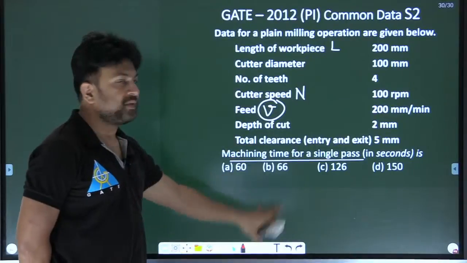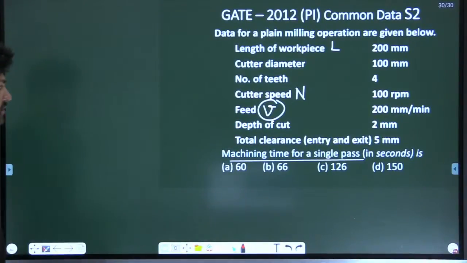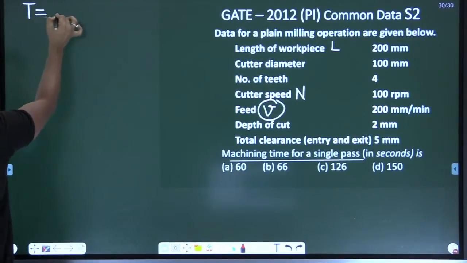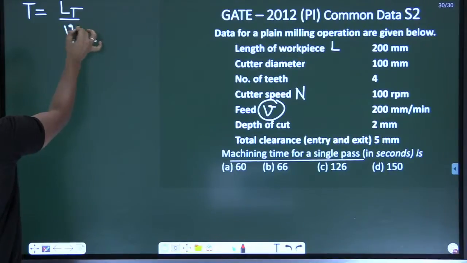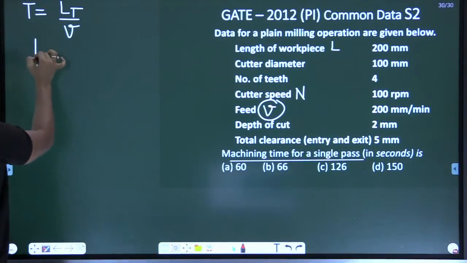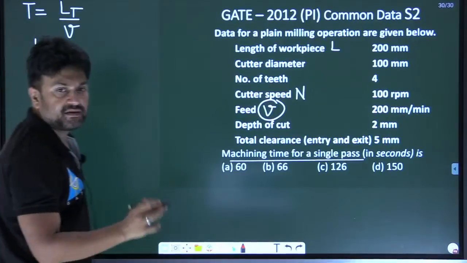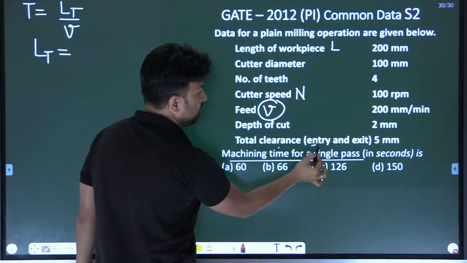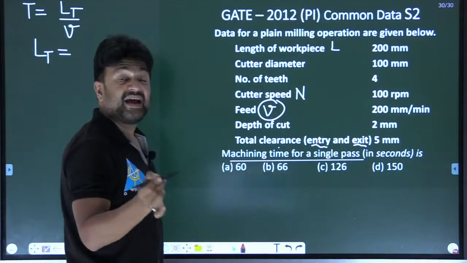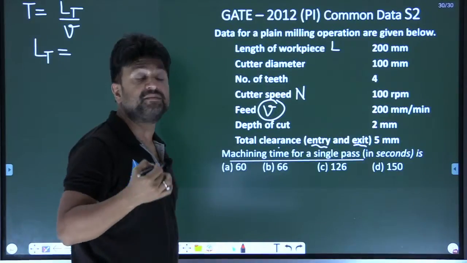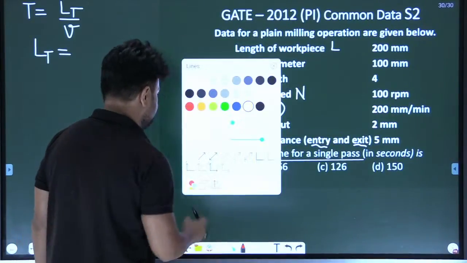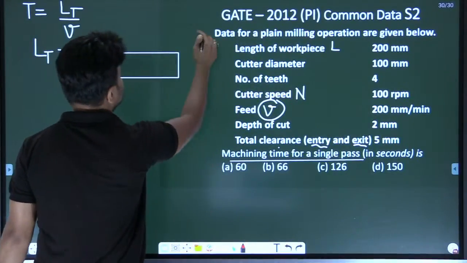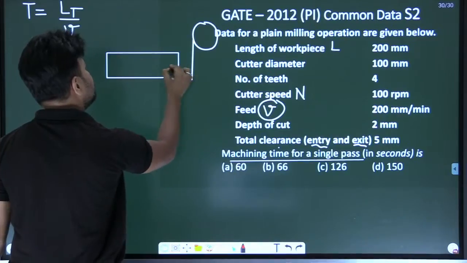Now, please solve this question. Look, here you want to calculate the machining time. What is the machining time? Total length divided by table speed or feed. Now, what is the total length? My dear, please listen carefully. Here the total clearance means entry and exit. At entry, he is providing some clearance.